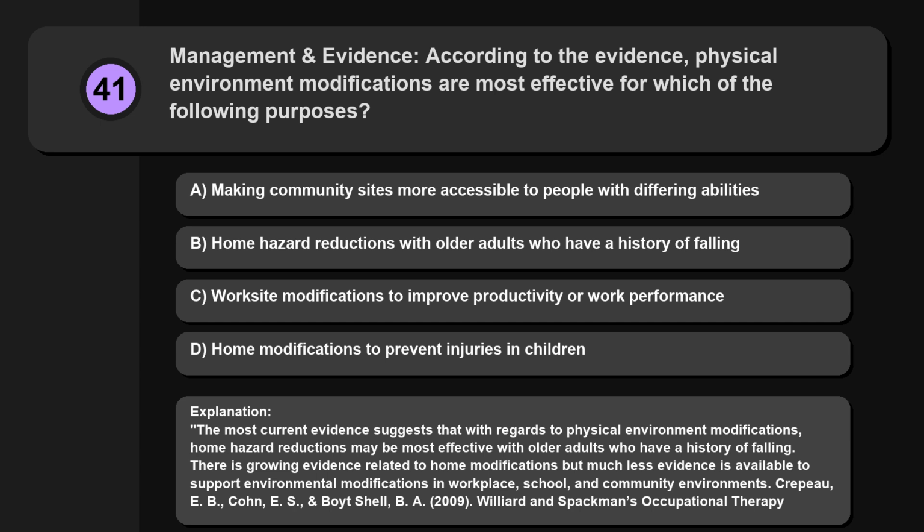There is growing evidence related to home modifications, but much less evidence is available to support environmental modifications in workplace, school, and community environments. Crepeau, E.B., Cohn, E.S., and Boyt Schell, B.A., 2009. Willard and Spackman's Occupational Therapy.